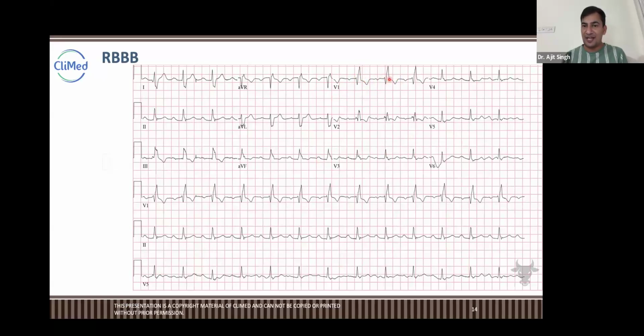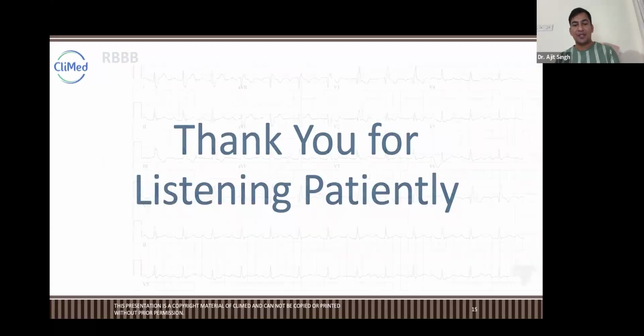See, look at this. This is M. You cannot say this is W. This is a prominent M. Or V6. Look at this V6. This is W, clearly W. You can see the small W here, right? This is RBBB. Okay, guys.